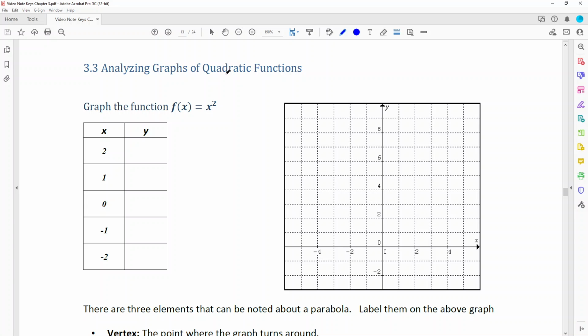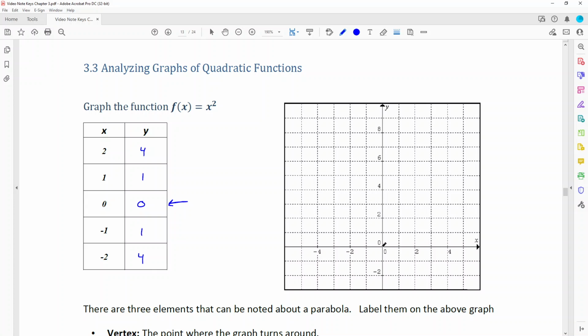The first thing is you've got to know your base graph. If I was to graph y equals x squared, I would just put in values of x and solve for y. So 2 squared is 4, 1 squared is 1, 0 squared is 0, negative 1 squared is 1, and negative 2 squared is 4. Now, when I plot this on the grid, I'm going to plot this very intentionally. I'm going to start with (0, 0).